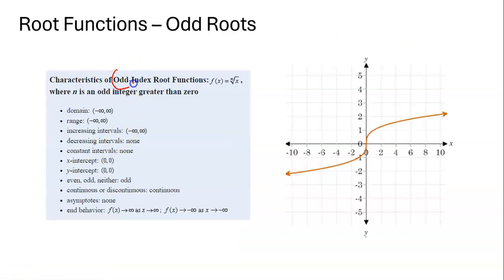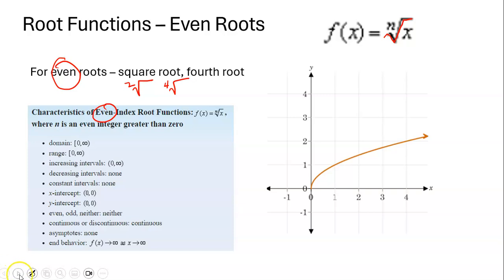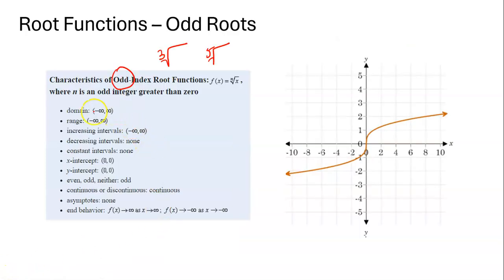And then for an odd root, so if I have a cube root or a fifth root, very different graph. And you can see this is for an even root, this is for an odd root. Domain and range, all the intervals, intercepts, etc.